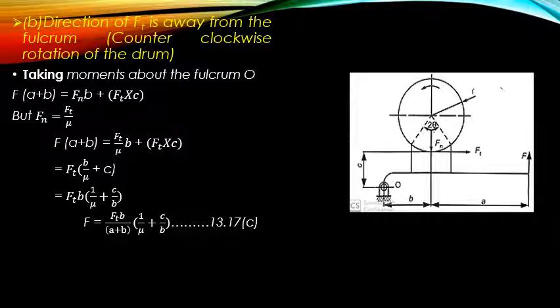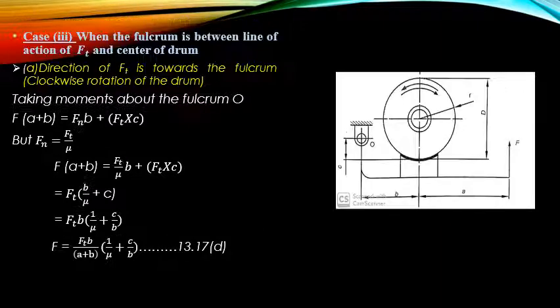Substituting the same thing over here and taking Ft outside, we find Ft into (B by mu plus C). Taking B outside, we get Ft B into (1 by mu plus C by B). So finally we get the expression F is equal to Ft B by (A plus B) into (1 by mu plus C by B), given by equation number 13.17c in the design data book.